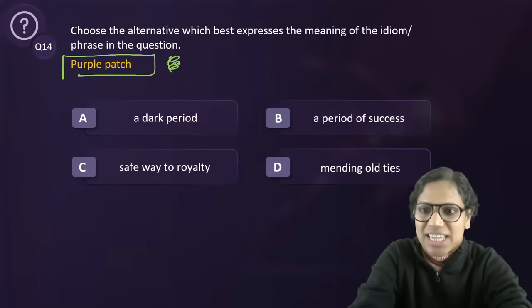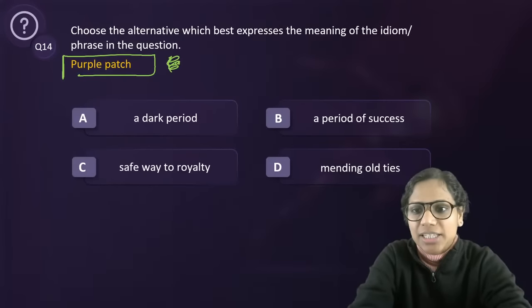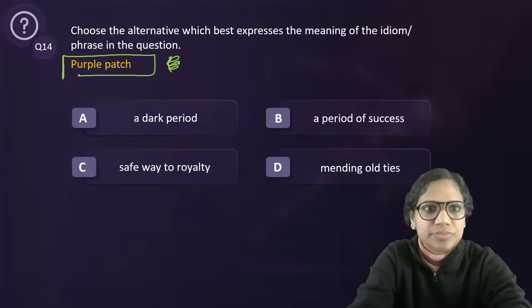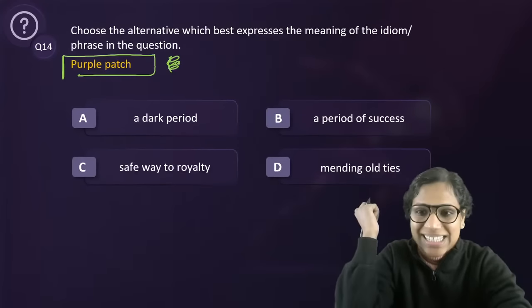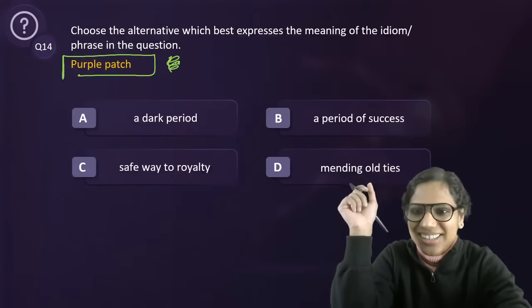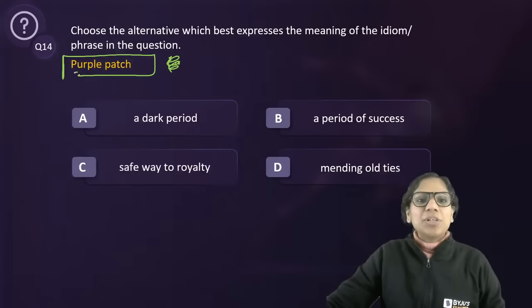Puerile and sagacious. Yes, yes. These are very commonly used words, Harry. Okay, I've got A, I've got B, C. All right, all right. So now I think a lot of us are just guessing. Yes? Okay, let's see. Purple patch.